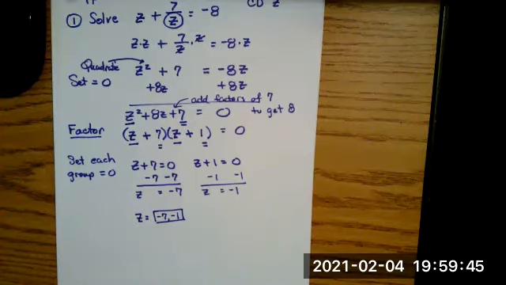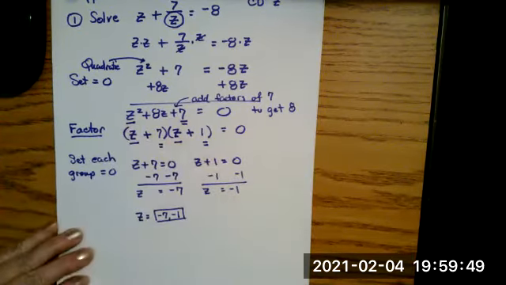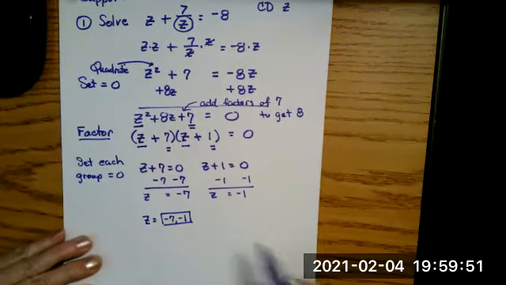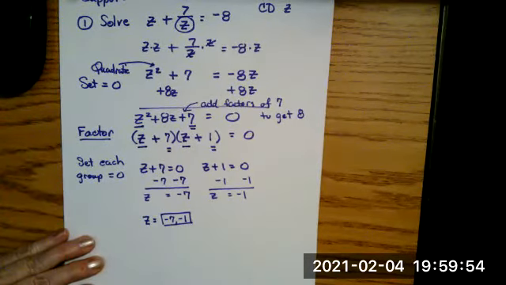And what's going to happen is that's going to end up being a parabola that's going to cross in two places. It's going to cross at -7 and -1. That's what's going to happen to it.